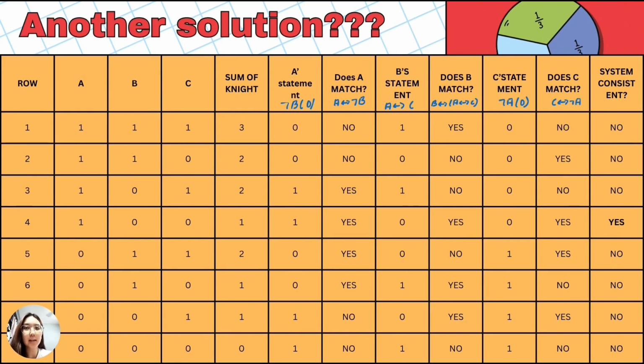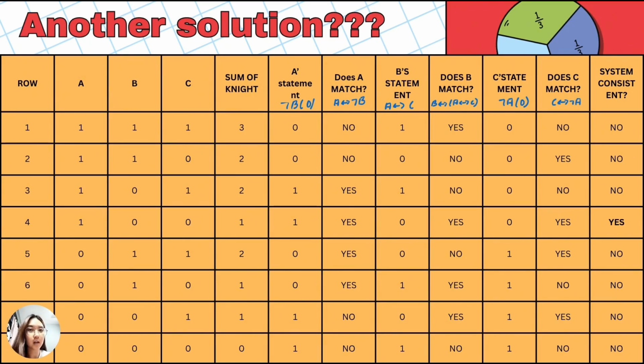So we look at the last statement, the C statement. C says that A is the knave, which is not the knight. So A is equal to 0. So we compare this C statement with column A. For example, in row 1, A is 1. Is it the same as the C statement, which says A is 0? No, they are not the same. So the C statement is 0, which is wrong.